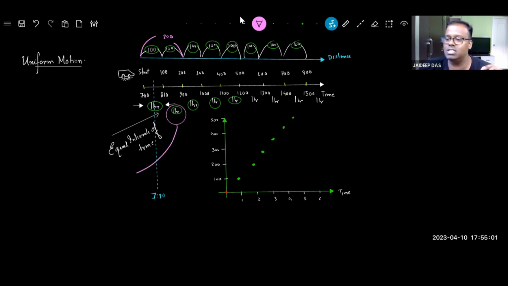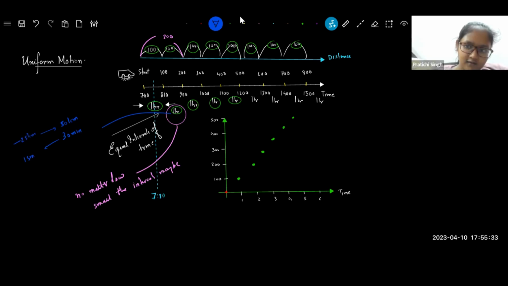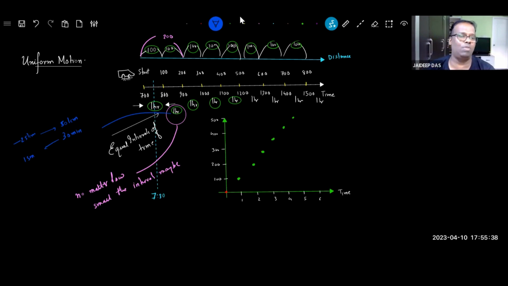Now the question, it says, no matter how small the intervals may be. This makes it clear. It means, instead of having a 1 hour interval, had I had my interval at 30 minutes, then you will say, sir, it has traveled 50 kilometers. Okay, reduce the interval to 15 minutes. Sir, it has traveled 25 kilometers. Jitna chota karte jao, aapko equal hi milte rahega. Then only you can say a body is traveling in uniform motion.